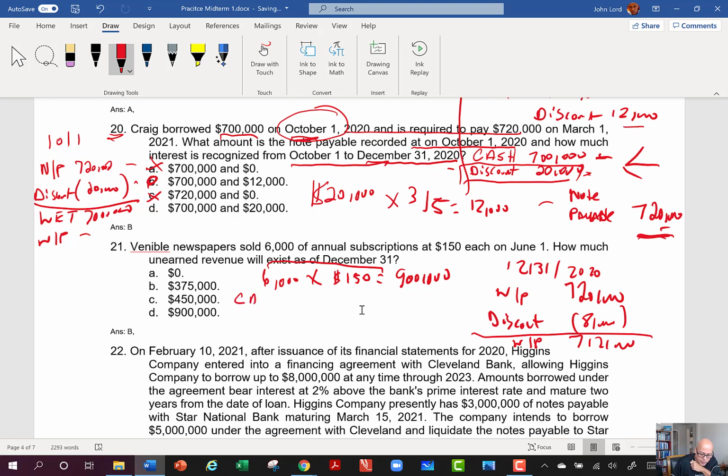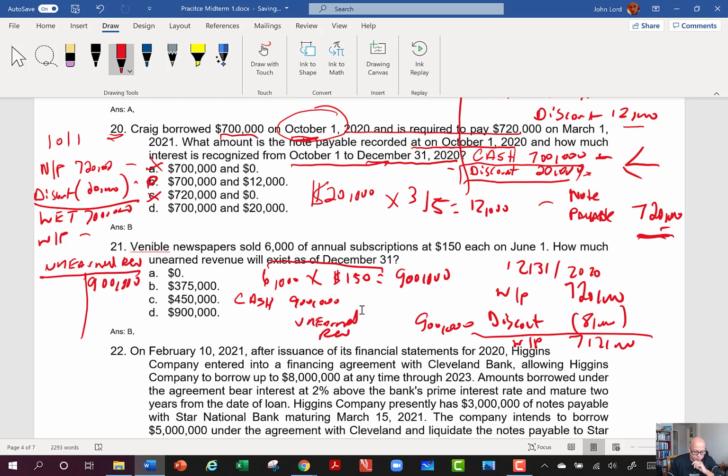When they do that, they're going to have a debit to cash of 900,000 and a credit to unearned revenue of 900,000. So now we have unearned revenue, and the unearned revenue is this 900,000. All right, then what happens?